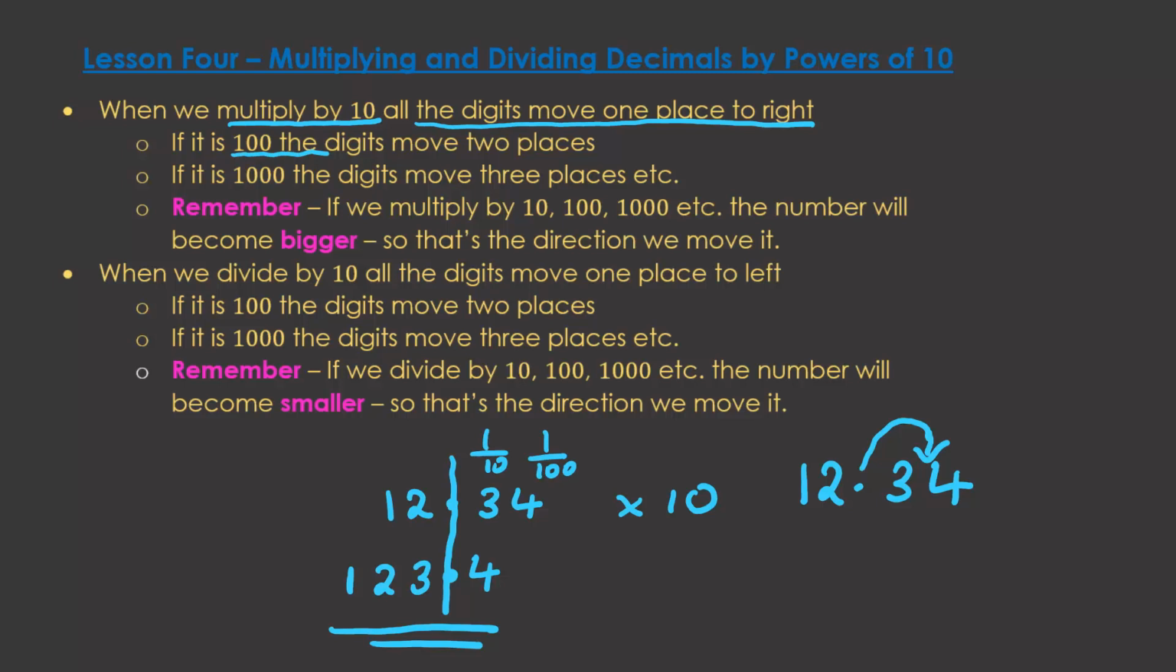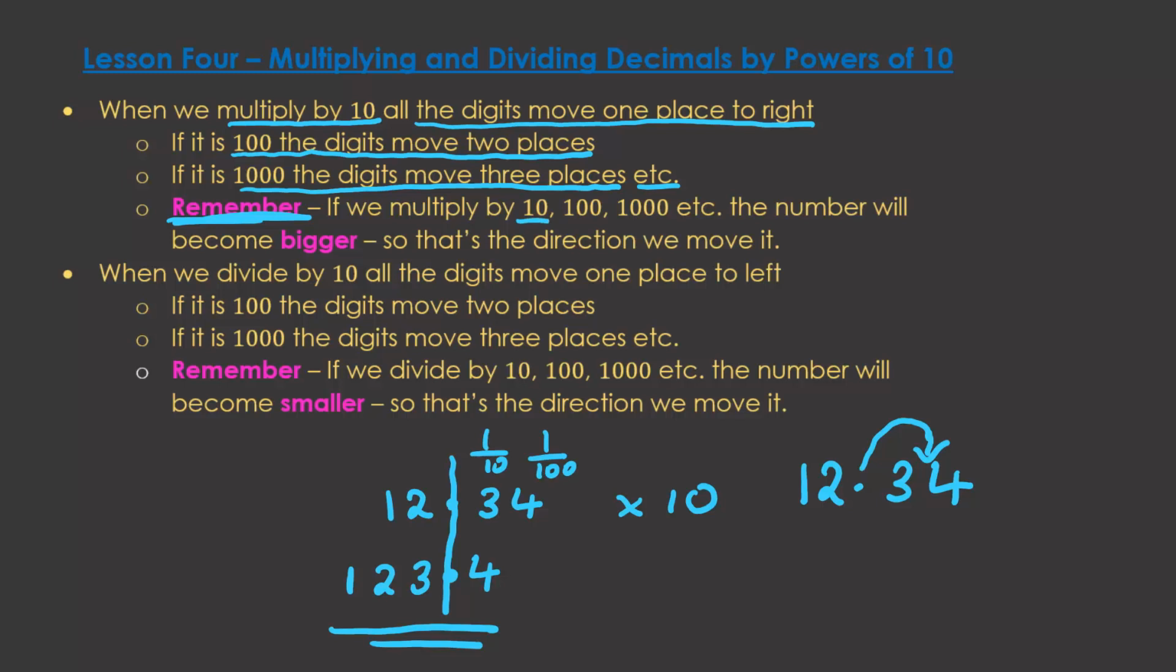If we multiply by 100, the digits move 2 places. And if we multiply by 1,000, the digits move 3 places, and so on. Now, this is important because I sometimes find students get confused about whether they're going to go right or left.